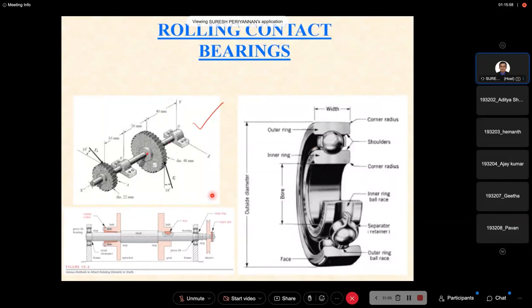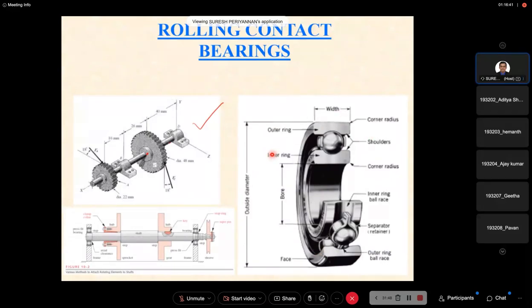Now, where are we using rolling contact bearings? Especially in machine tools, and in the automobile front and rear axle. In the gearbox we are using rolling contact bearings. We are also using them for crane hooks, rope drives, and hoisting drums, in many places, not limited to these. I will share some videos with you. Go through the videos and you can understand the applications more, how these bearings are used in many applications.